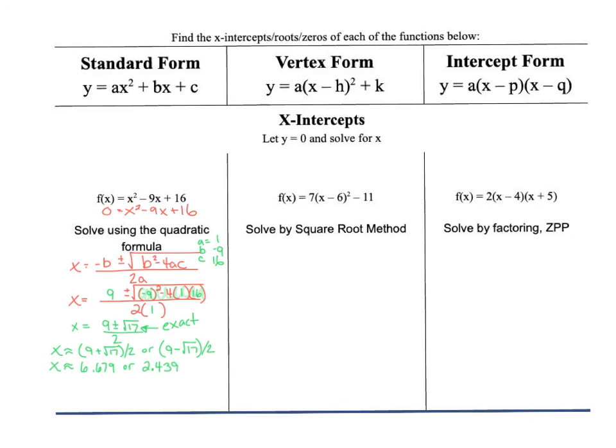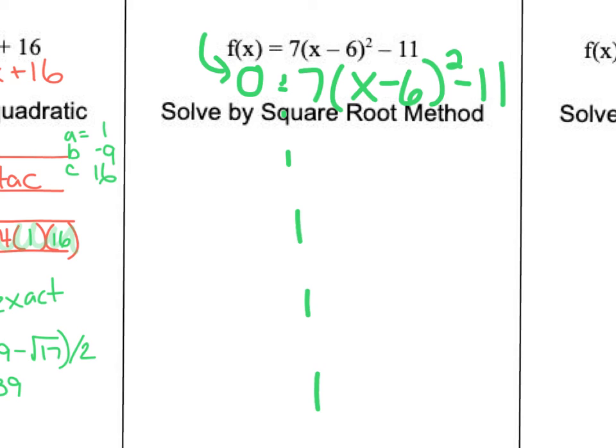So what if we have something in vertex form? My go-to method, again, first of all, would be I need to plug 0 in for y. And I then use the square root method. So I'm going to give you a reminder of that. So what I do is I am going to try to isolate x by undoing everything. Very algebraic. And what do I do here? I am going to add 11 to both sides, which gives me 11 equals 7 times the quantity of x minus 6 squared. I'm going to undo 7. Don't make the mistake of distributing. You can't do that.